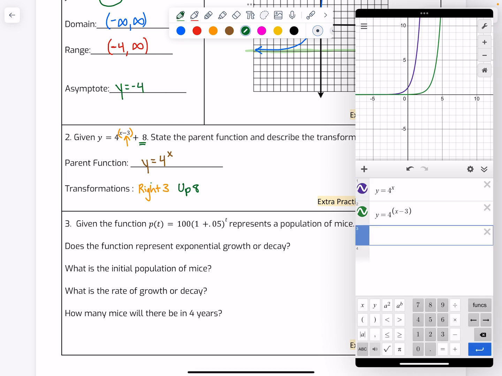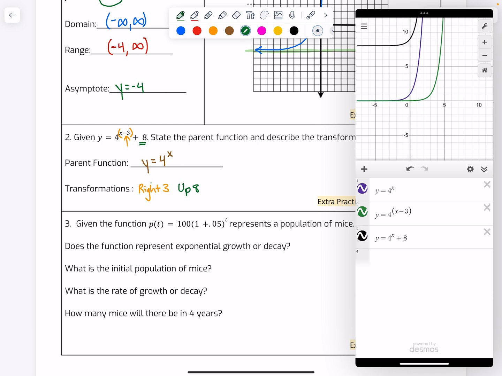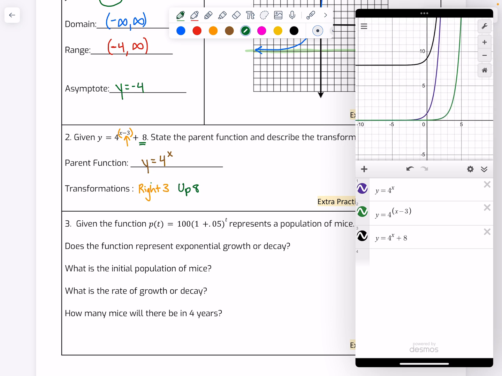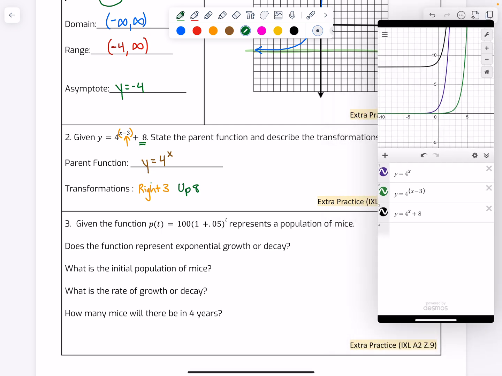And then if I want to compare what's happening when I add the 8, I would just put the plus 8 by itself and see what happens. So you're only looking at what happens with that added number. So from the purple one to the black one, it just went up 8. But you can visually see that in Desmos if you need to.